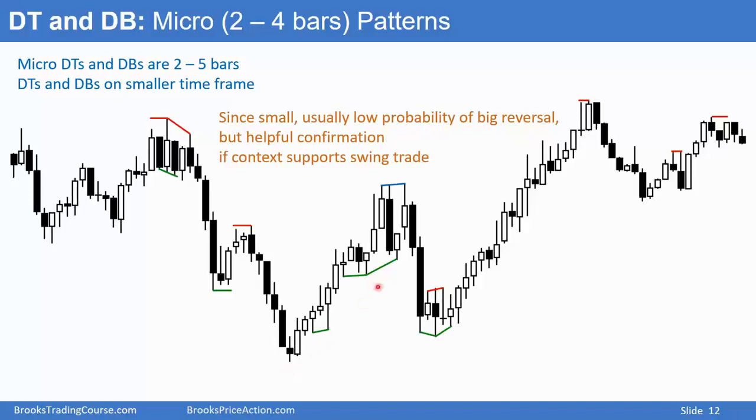This micro double bottom is the end of a second leg and a bigger double bottom. This micro double top is the end of a second leg and a bigger double top. Same here, a micro double top here and here, but part of a bigger double top. It's the second leg of a bigger double top. It increases the probability that the double top reversal will be successful. Here, a micro double bottom and then another micro double bottom. It increases the probability that this double bottom will lead to a swing trade up.